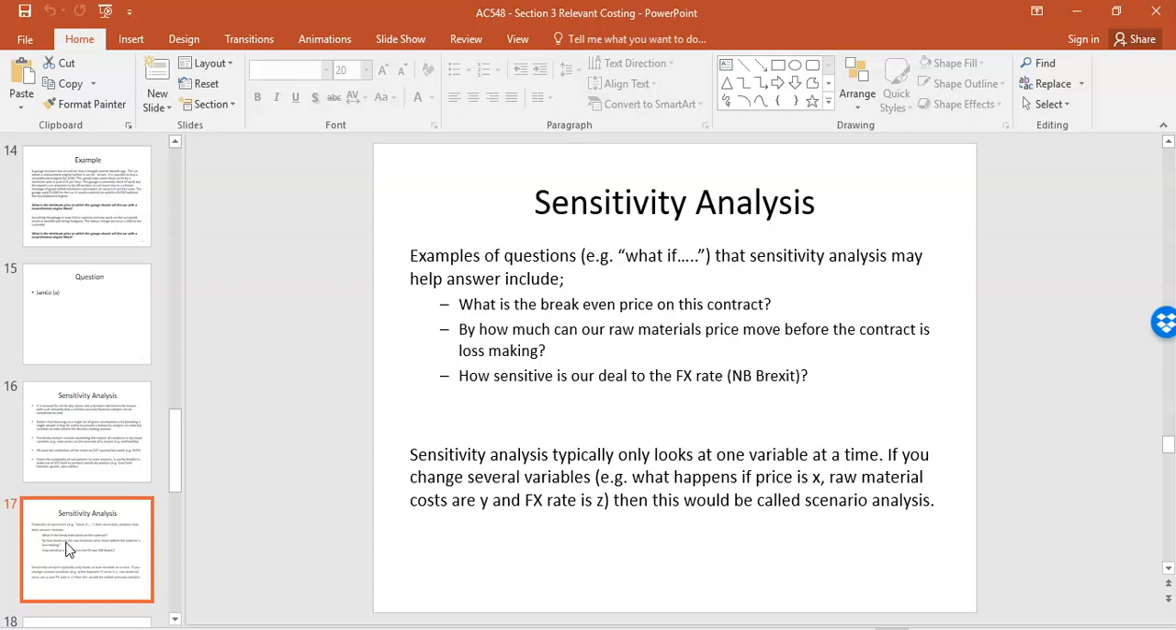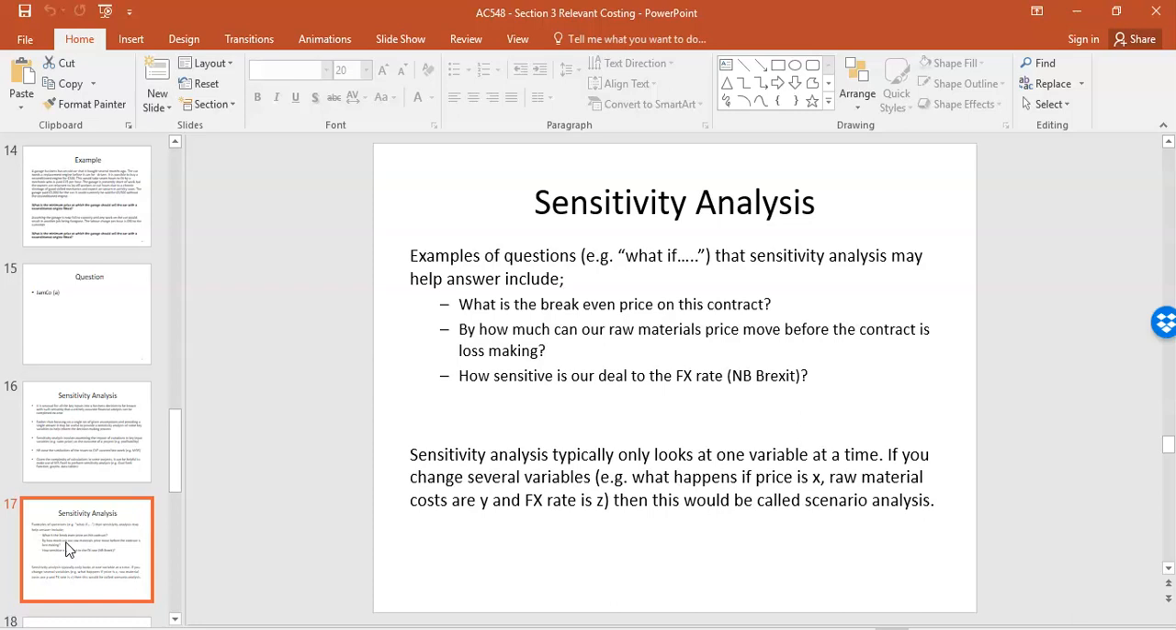Right? So sensitivity analysis typically looks at a single variable at a time. Some of you might have engaged in scenario analysis, where you look at a bad scenario, a good scenario, optimistic and pessimistic, and a kind of normal run rate scenario. Scenario analysis is when you change a number of variables at the same time. So change the price, the labour, and the raw materials all at the same time.